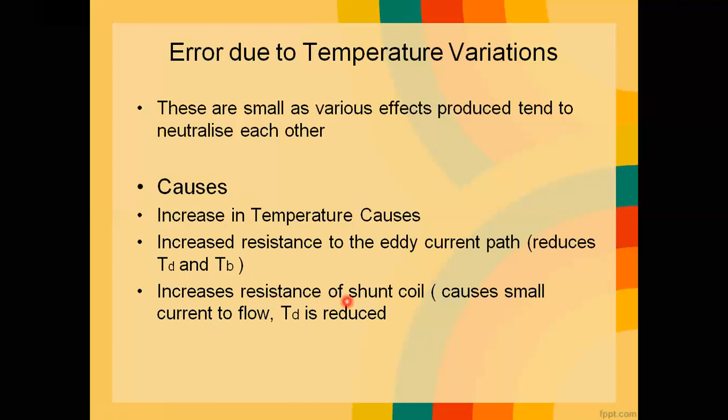Increased resistance of the shunt coil causes a small current to flow. Hence, the deflecting torque is reduced. Due to temperature variations, the resistance of the shunt coil will get varied.